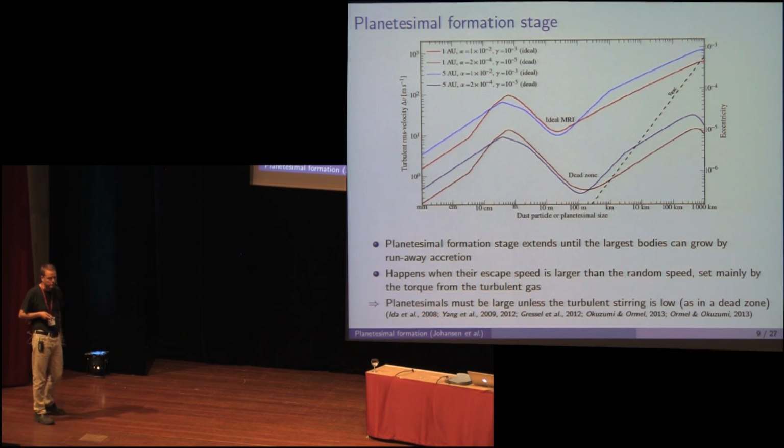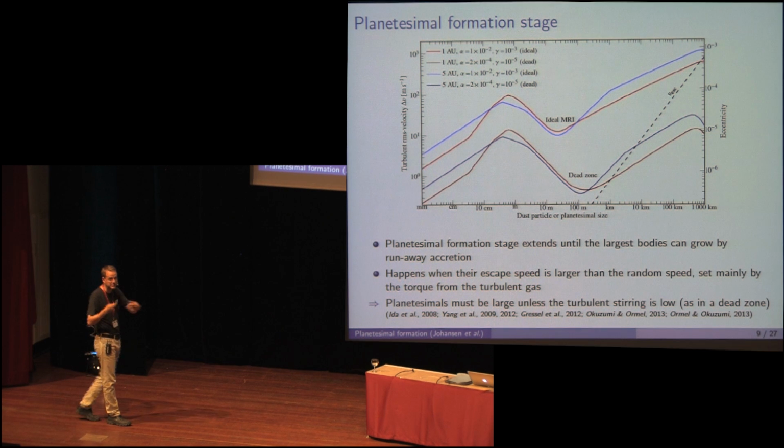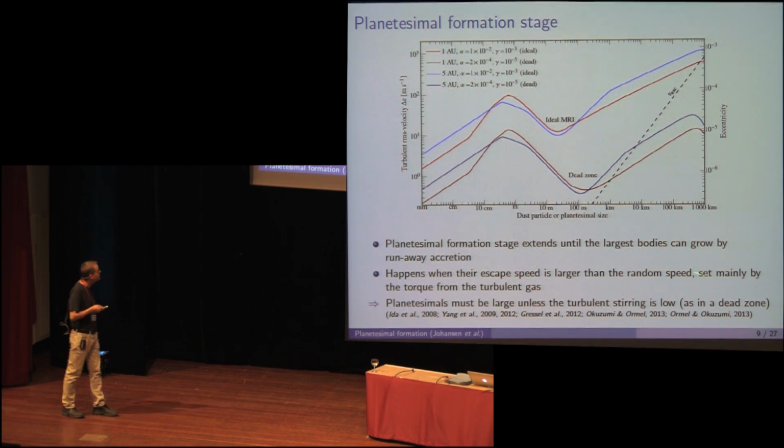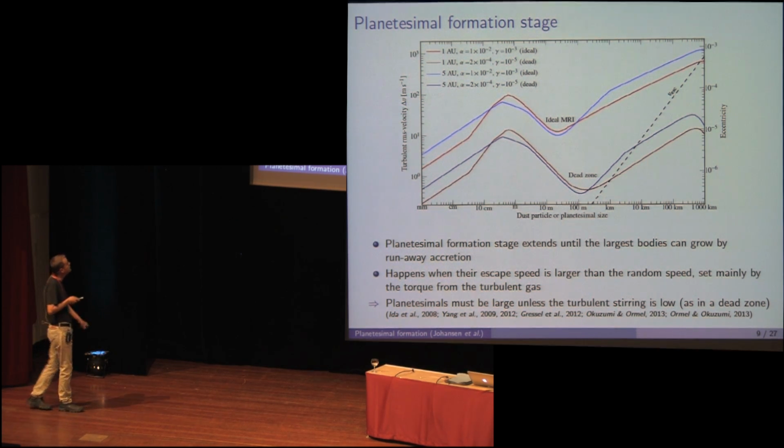And this is very important because this allows us to define now the planetesimal formation stage as the time during which we don't have any gravitational focusing, and that depends then on the amount of turbulent stirring. You can see here basically the turbulent collision speed as a function of the dust particle size based on calculations by Okuzumi and Ormel and Okuzumi.